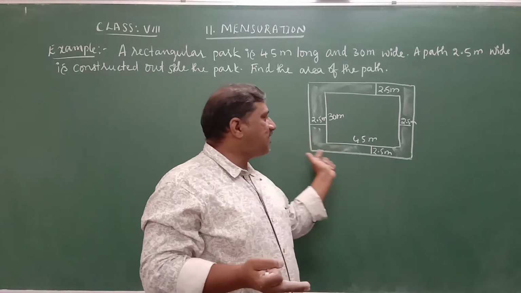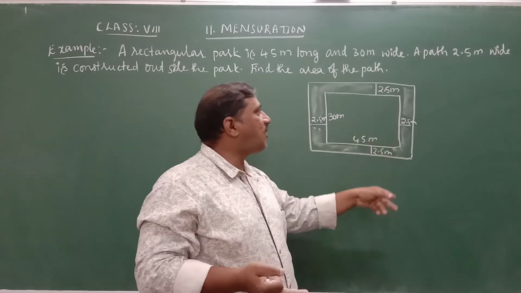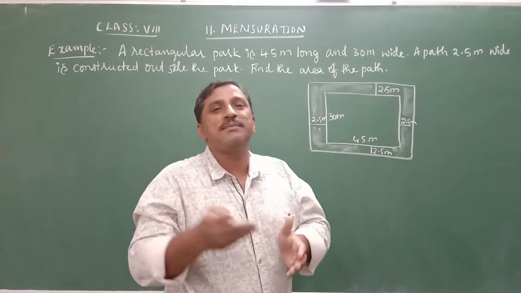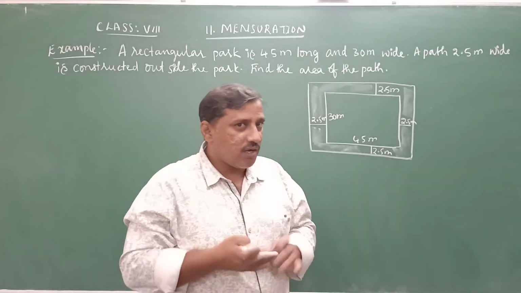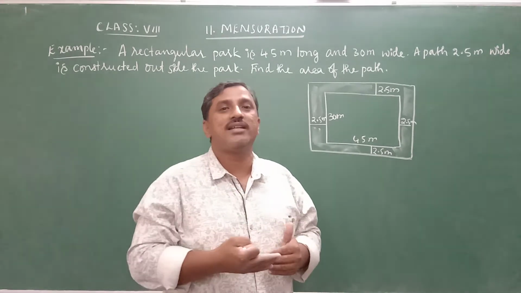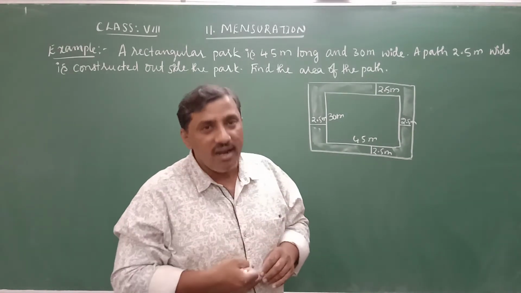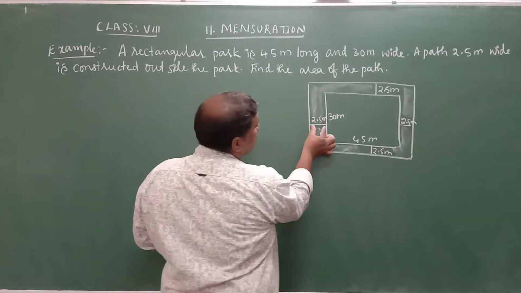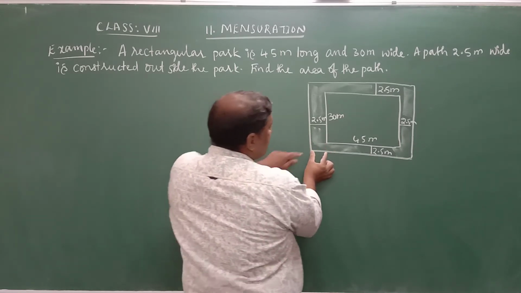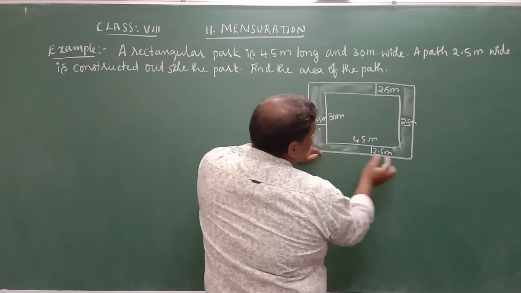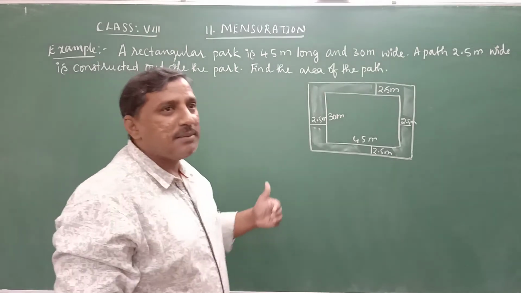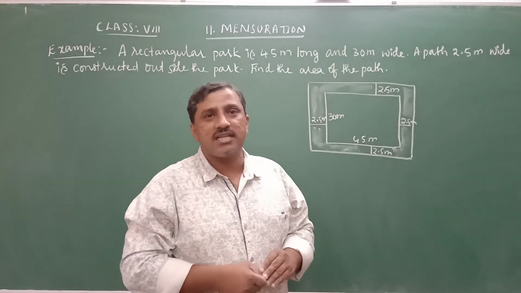So to get the length and the width of the outer rectangle, what we have to do? As I said, add 2 times the width of the path to the inner rectangle length and breadth respectively to get the length and breadth of the outer rectangle. How is it? Now this is the width of the path. This gives 1 width added to the inner rectangle. Similarly this side also 1 width is added. So 2 times the width is added. The width is 2.5, so 2 times means 5 meters.